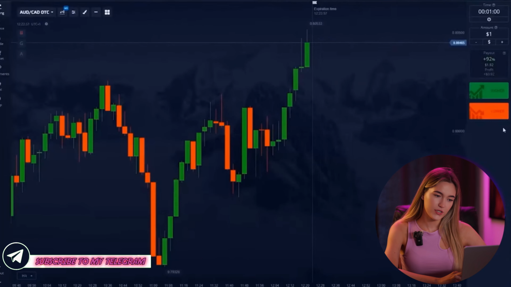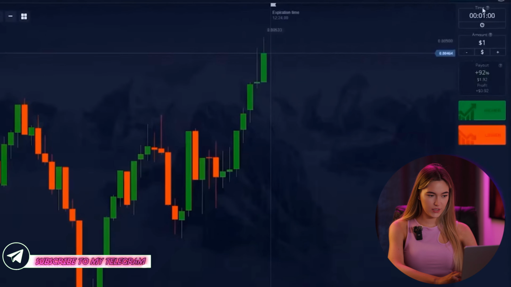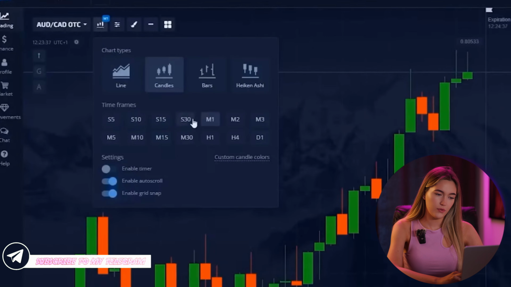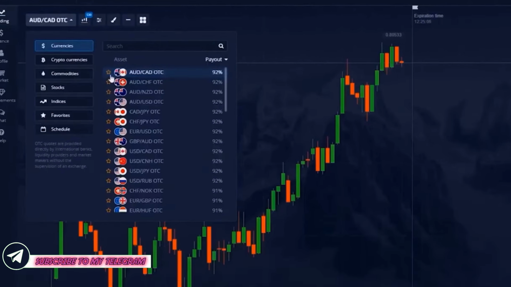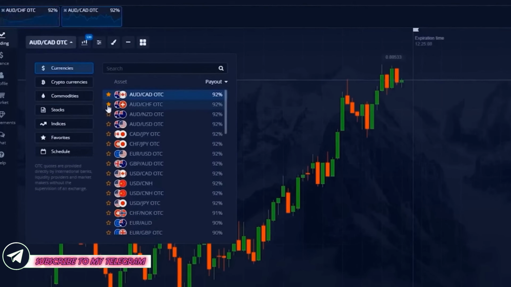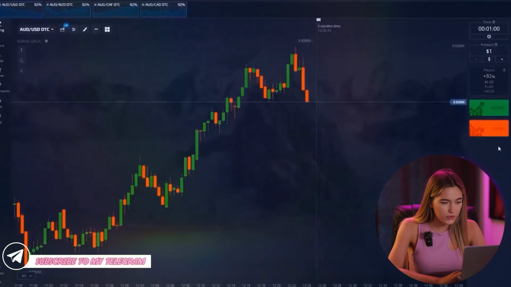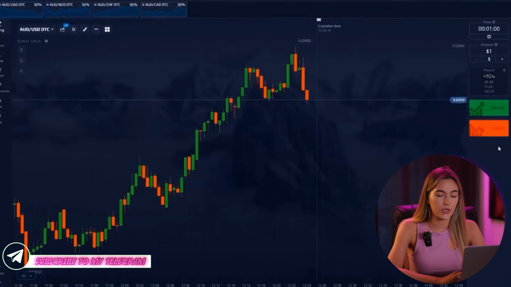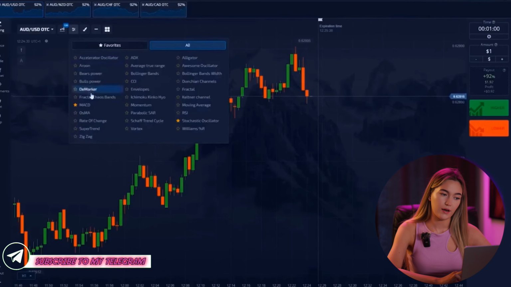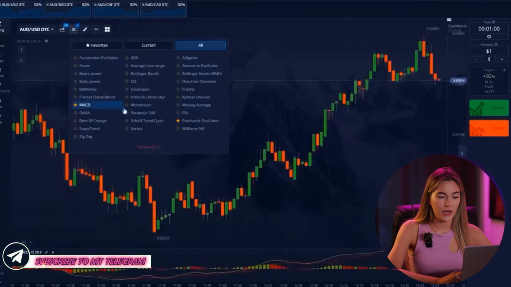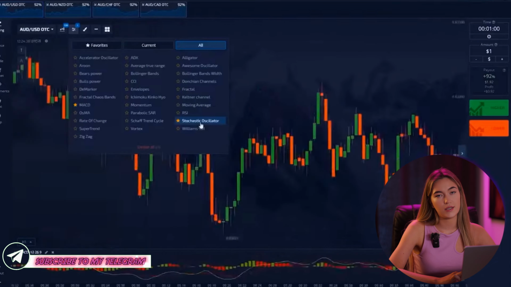Alright, first things first, let's set up the trade time, 1 minute. The candlestick time frame, 30 seconds. Right. Next, let's select our currency pairs. Today we'll work with the Australian dollar and Canadian dollar, Australian dollar and Swiss franc, and Australian dollar, US dollar. All of these pairs have performed well over the past week and behave predictably. The last step is setting up our indicators. The most important ones for our strategy today are the MACD, moving average convergence divergence, and the stochastic oscillator.